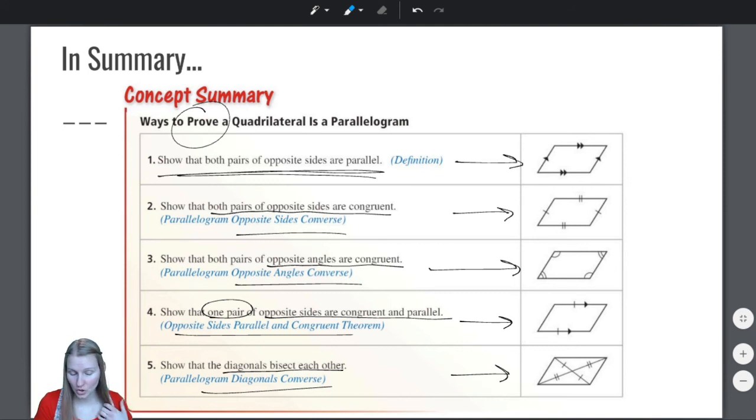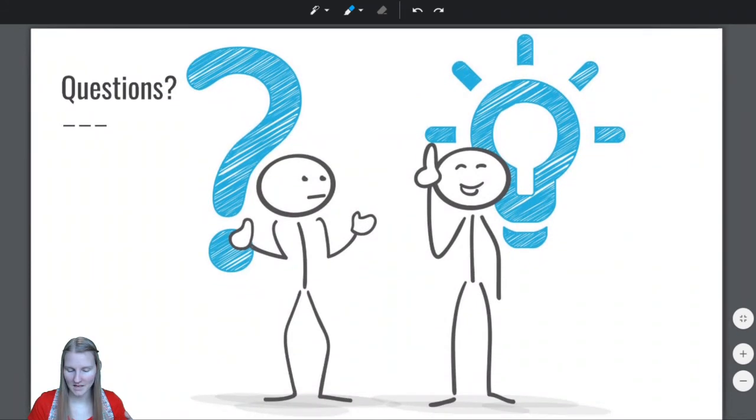So, be sure all of the things in blue here, all the words, the names of theorems in blue, be sure that you know the names of those, because some of your homework questions might call for that. Okay, that is what I have for you today.